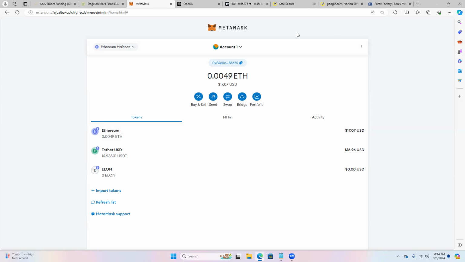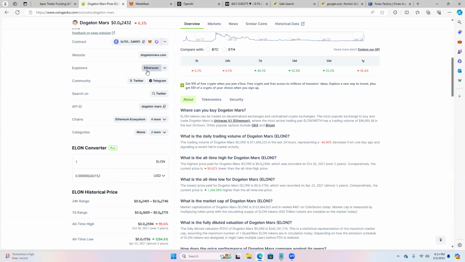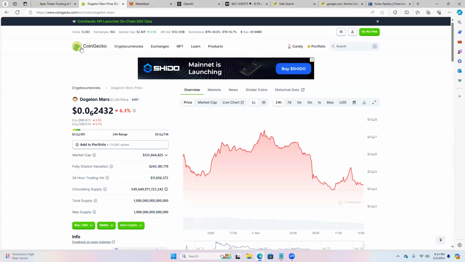And then there's another one called Dodgelon that did the same thing. And yeah, I'm gonna talk about that on the next Zoom call. But if you want to do some research on it, it's on CoinGecko.com.